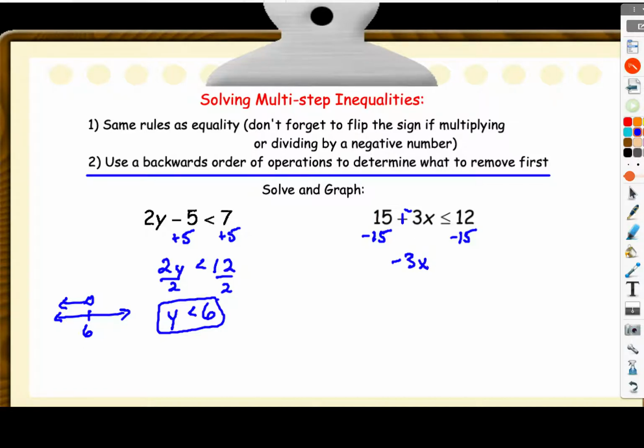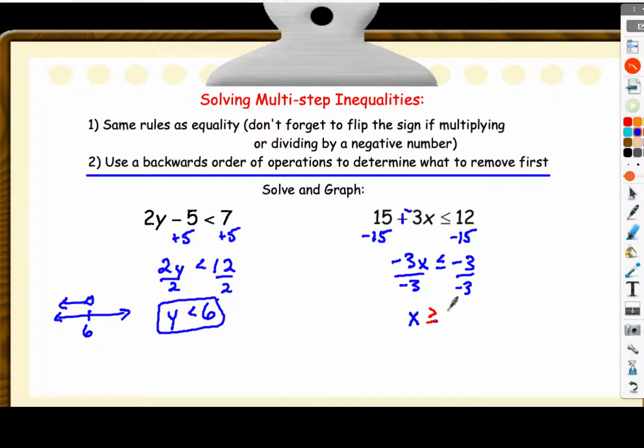Again, all I did was subtract, so I'm going to say still less than or equal to, and 12 minus 15 would be negative 3. To get rid of the negative 3 on the left side, over here by the x, well, since it's multiplication, I'm going to go ahead and divide. Make sure I divide on both sides of my inequality. Negative 3 divided by negative 3 leaves me with just that x. Because I divided by a negative 3, I'm now going to flip that sign. Instead of less than or equal to, we're going to be greater than or equal to.